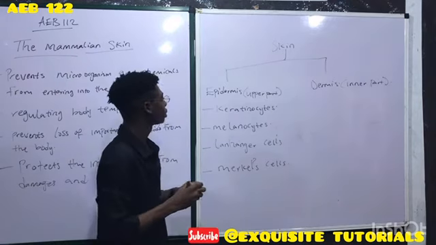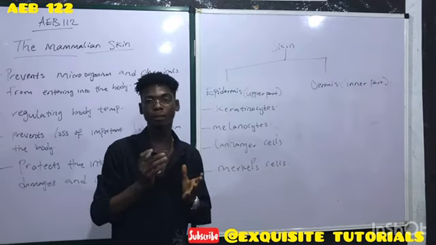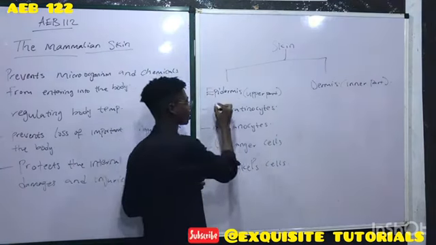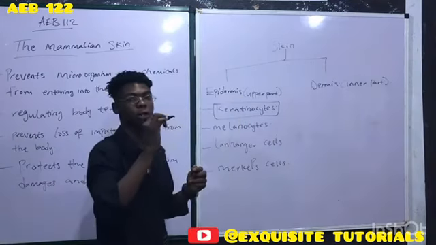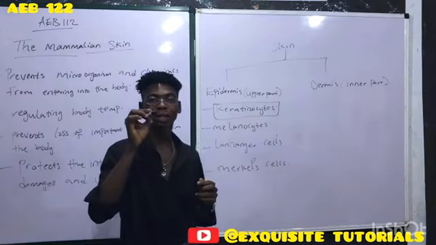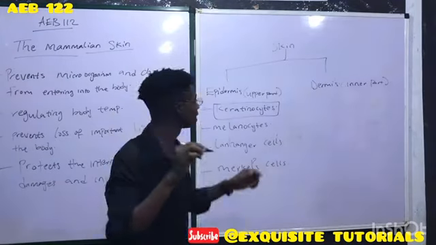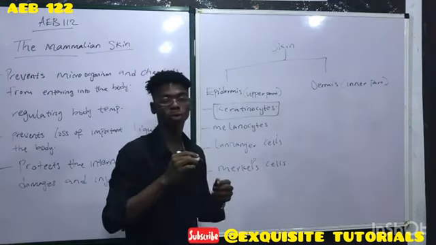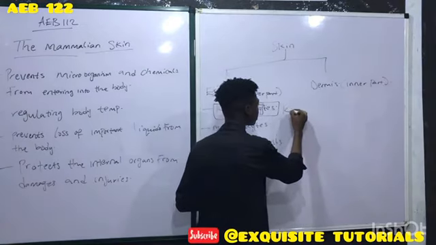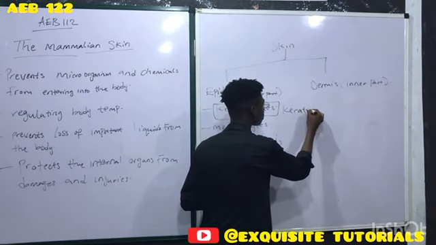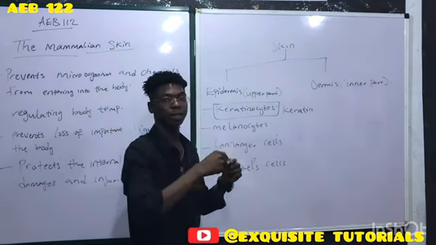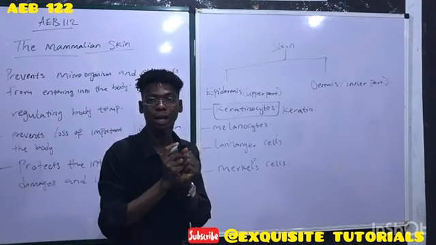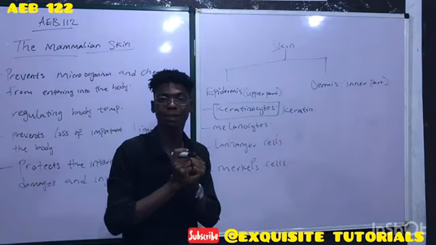Now, 90% of the epidermis is made up of keratinocytes. This name keratinocyte is given because of the tough fibrous protein that these keratinocytes produce, known as keratin. Keratin aids in the toughness and the strength of the skin.